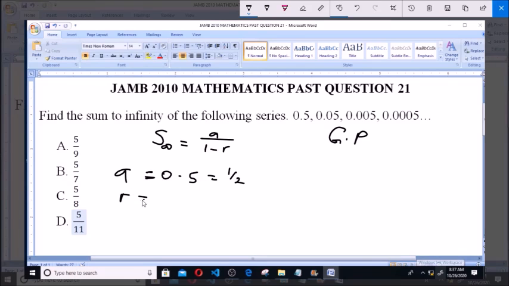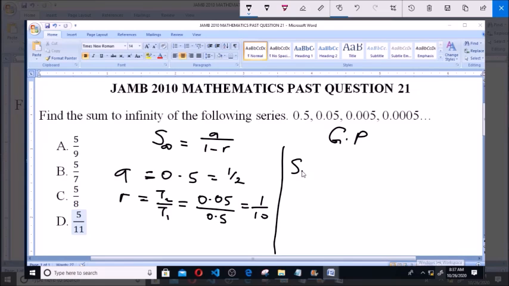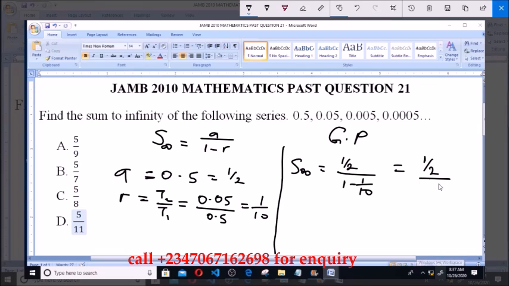Now we can get R from T2 all over T1, and our T2 here is 0.05, that's 0.05 all over 0.5, and that is equal to 1 all over 10. So R is 1 over 10. Now with this we can find the sum to infinity. So the sum to infinity will now be equal to A, which is 1 over 2, divided by 1 minus 1 all over 10. Now 1 over 10 is the R. Now 1 minus 1 over 10 will give us 9 over 10.